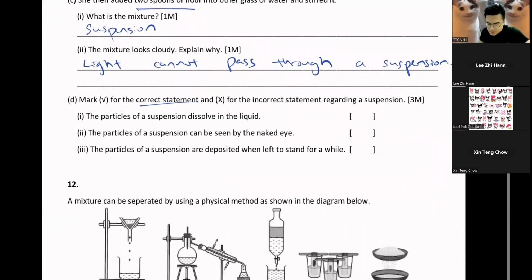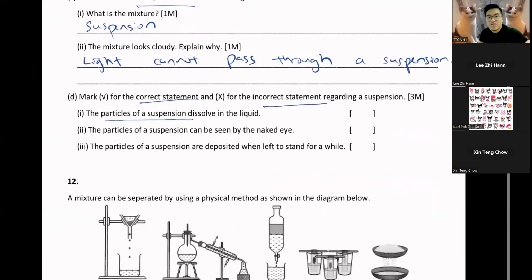Okay, correct statement and incorrect statement. The particles of a suspension dissolve in the liquid. Can suspension dissolve? Can sand dissolve? Okay, no, you can't.